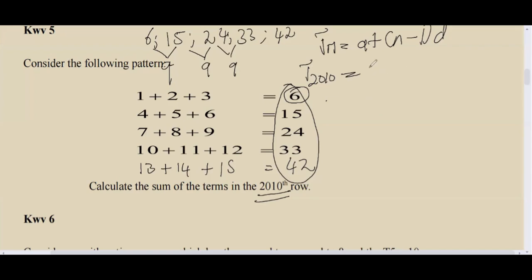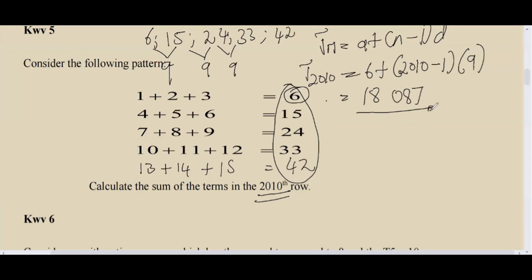Then what is our A? It's 6. Then n, we're just going to go ahead and substitute 2010, then minus 1. What's d? The d is the difference, so we just substitute 9 here. Now, if we calculate here, this is 6 plus 2010 minus 1 and then multiplied by 9. This gives us a value of 18,087. And just like that, you have calculated the sum of the terms in the 2010th row.